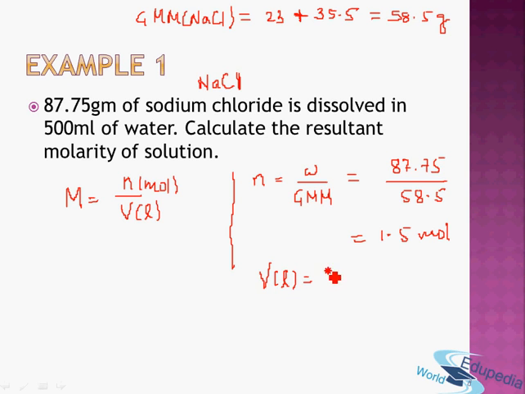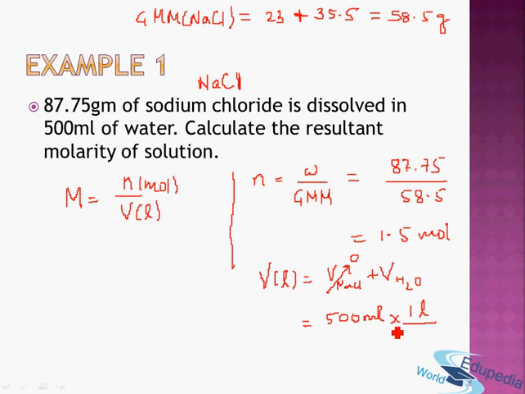Volume of solution is volume of solute, that is NaCl, plus volume of water. Now NaCl is a solid, salt is a solid, and water is a liquid. So I can simply neglect the volume of NaCl, and I can take volume of water to be volume of solution. But volume of water given to me is 500 ml. Now this is volume in milliliter. I have to convert it into liter.